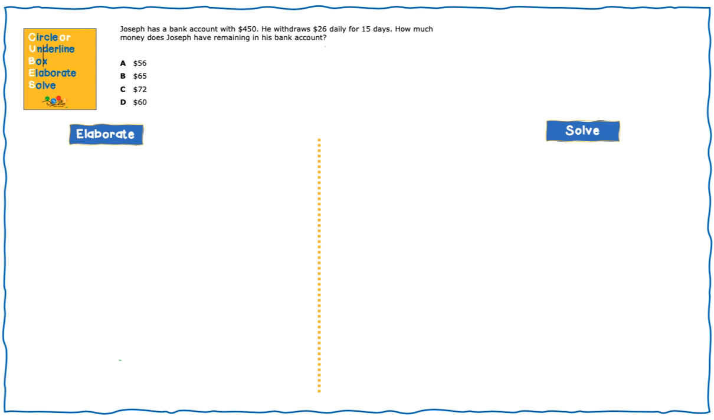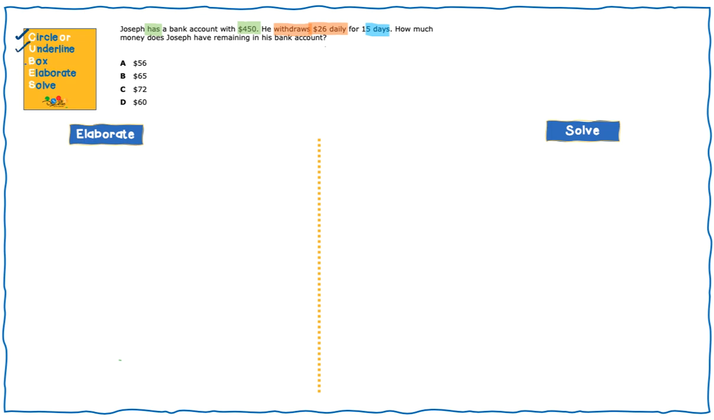Okay, so remember we're gonna be using that problem solving strategy on the left. What we're gonna do is get started by reading each of the sentences. So let's look at the first one. It says Joseph has $450. I'm gonna highlight that. And then I'm gonna go to my next sentence and it says he withdraws 26 daily, for 15 days. I look at the next sentence and I don't see any numbers, so I'm not gonna worry about highlighting. So I did circle or underline, which includes keywords and numbers.